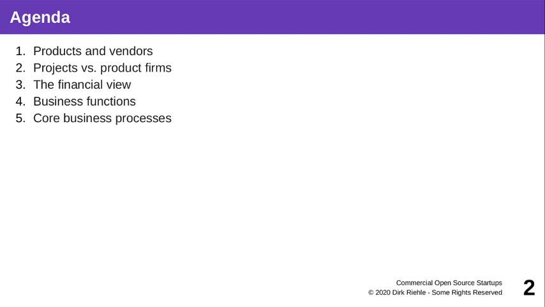So today we will be talking about software vendors. We previously talked about products, but we need to talk about vendors now, as those who actually bring a product to market. We will have to contrast software product firms, said vendors, with project firms, consulting firms. And to understand the differences, we need to take a look at the financials of it and how they play out for these very different types of companies.